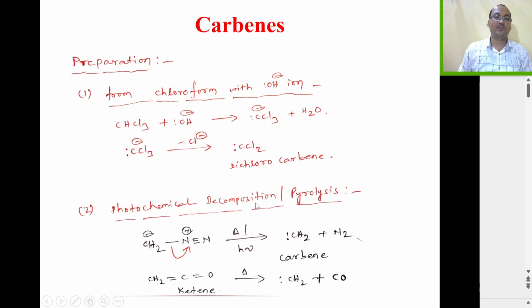The next is photochemical decomposition or pyrolysis. From diazomethane, this is the structure of diazomethane, CH2 minus N triple bond N plus. It will lose one molecule of nitrogen, giving rise to carbene. Similarly, ketene, if you heat it, will lose one molecule of carbon monoxide, and it will give rise to carbene.